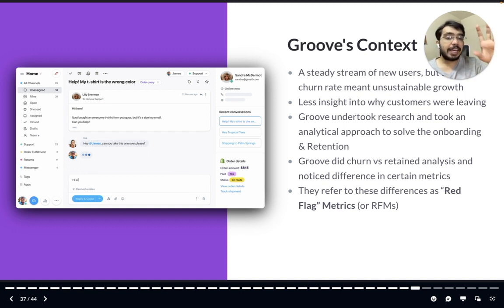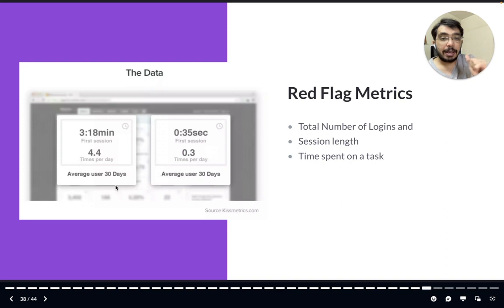All right. And they came up with a term called red flag metrics. Red flag metrics is anything that you think should be higher, but it's not. For example, our bank account: it should be higher, but it's not. Similarly, you have red flag metrics, and you would see how they take effect. So the red flag metrics for Groove were the total number of logins, the session length and time spent on the task.